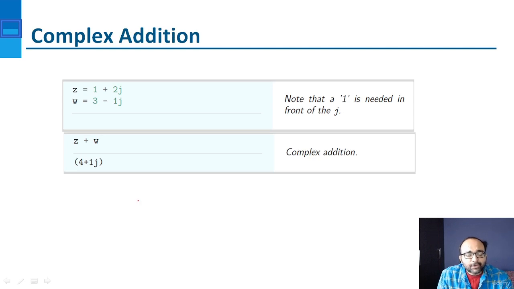And even we can perform addition operation between complex numbers. Let us suppose z is equal to 1 plus 2j and w is equal to 3 minus 1j. And if you look at this addition operation, 1 plus 3 will result in 4, and then 2 minus 1 will result in 1. So that is why you will get z plus w result as 4 plus 1j. This is complex addition.